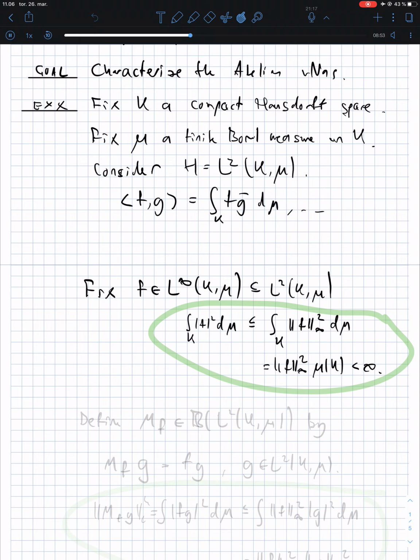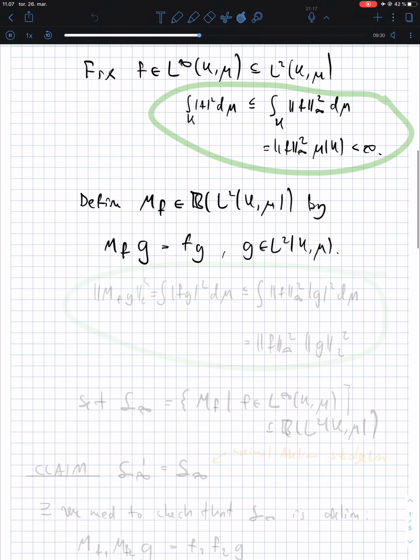And now we can define something that I would like to call M_f, which I'm claiming is a bounded operator on L2 of K, mu, by saying that M_f applied to g is fg, for g an L2 function on K, mu. So of course, for this to make sense, we have to work a little bit, but it's going to be relatively straightforward. So I'll just do one thing.